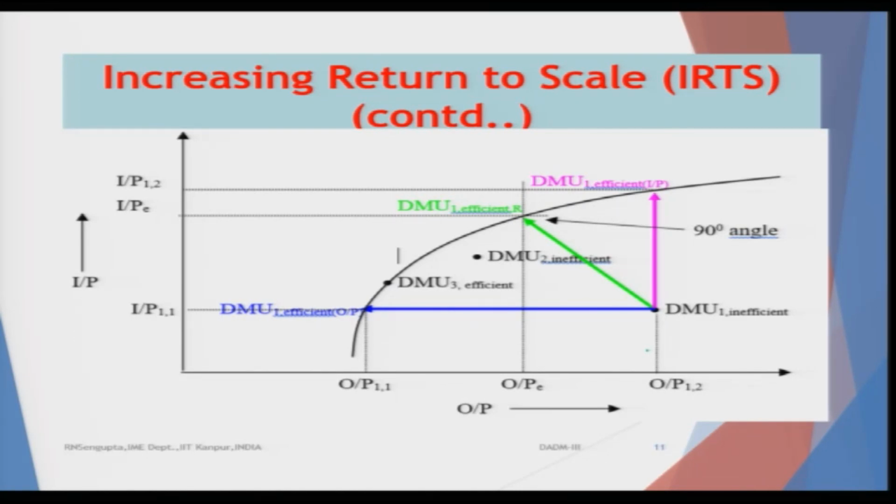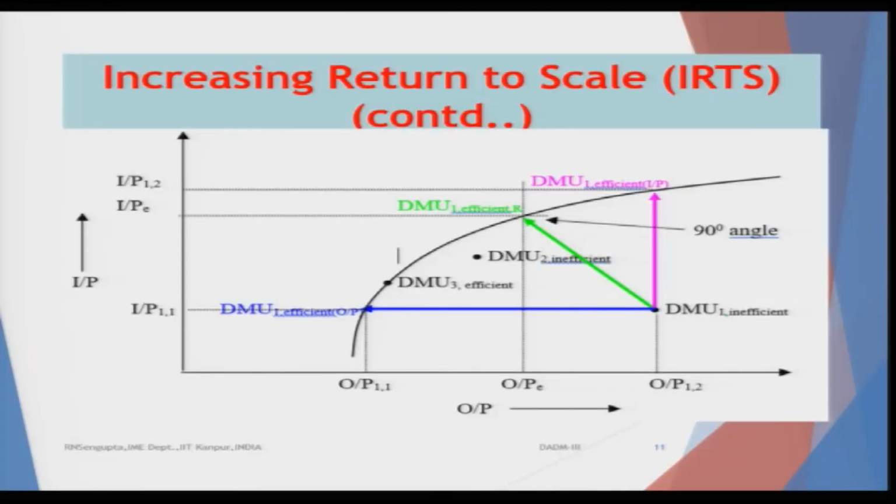Now, when I consider the increasing return to scales, the input is along the y axis, output along the x axis, and you have DMU 3 which is efficient. So, we are not going to consider that. DMU 2 is inefficient, it can also move, but I am not going to draw diagrams for that. I only consider DMU 1, which is the black dot here. DMU 1 is inefficient, it can move either vertically up, horizontally left, and radially. The radial point is basically going to touch the curve in such a way that it is 90 degrees.